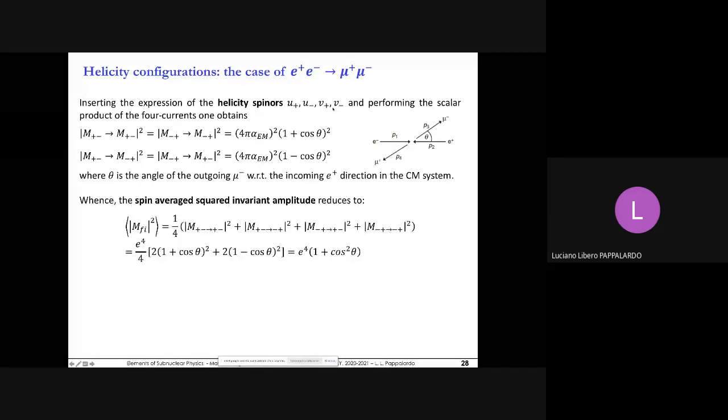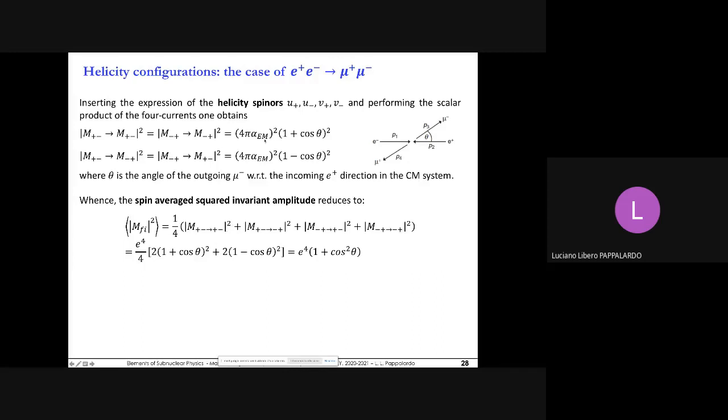So now we can sum up all of them, two by two, because two of them are equal, so it's twice this one plus twice this other one here. And so you do some very trivial algebra. At the end, you can write down your spin average squared invariant amplitude as e to the 4, (1 plus cos squared theta).